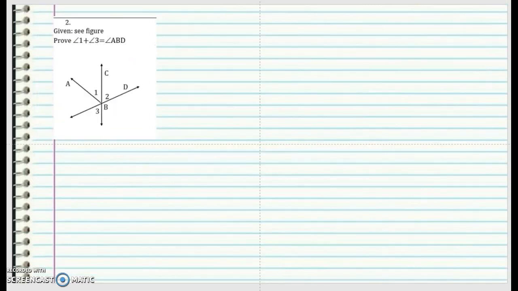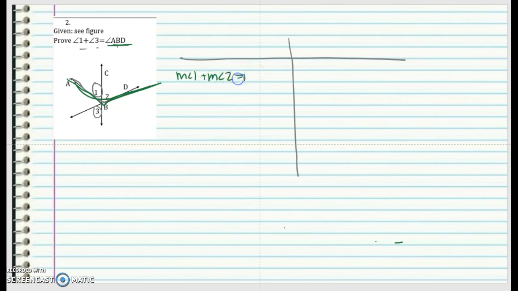Number 2, given, see figure. So I have no specific givens other than what I can see with my eyes. I want to say that 1 plus 3 equals angle ABD. So looking at this, if I want to say something about ABD, I should really think about what ABD is made up of. And ABD is made up of angle 1 and angle 2. So the measure of angle 1 plus the measure of angle 2 equals the measure of angle ABD. And that's AP, the angle addition postulate.